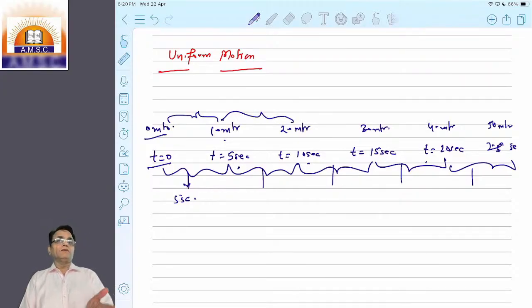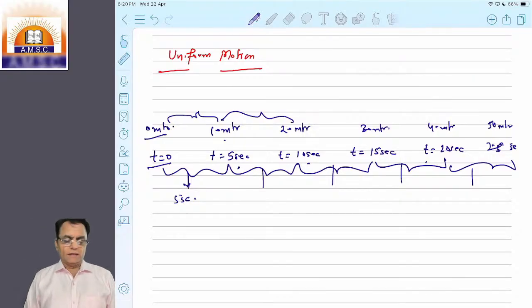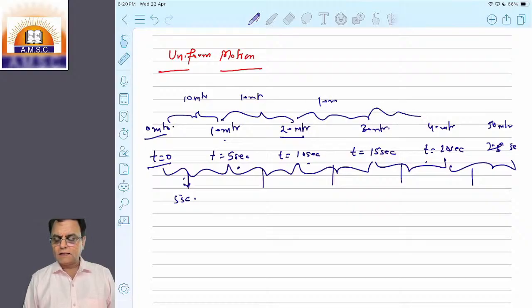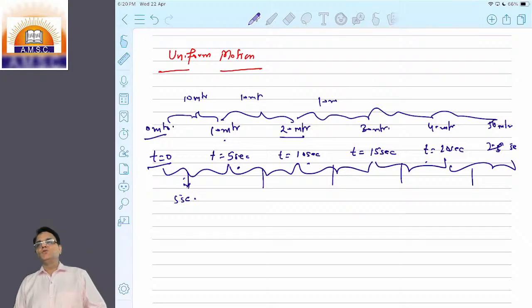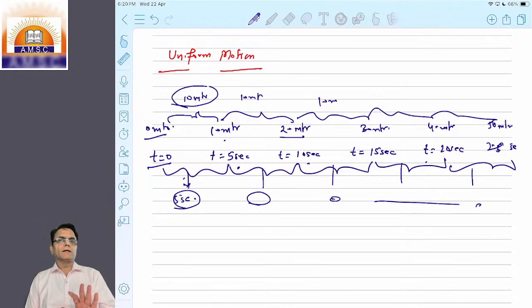And the amount by which the distance increases, is it the same or not? In the first 5 seconds, the distance was 10 meter. In the next 5 seconds, the distance becomes 20 meter, and hence the distance is increased by an amount of 10 meter. Again, the distance increased by 10 meter, 10 meter. Such kind of motion is said to be a uniform motion. An object is said to be moving with uniform motion if it covers equal distance in equal interval of time. You have read this just now, haven't you?